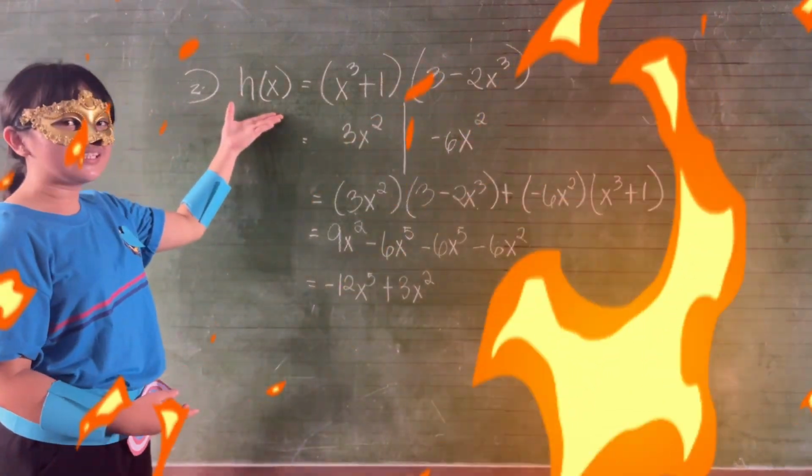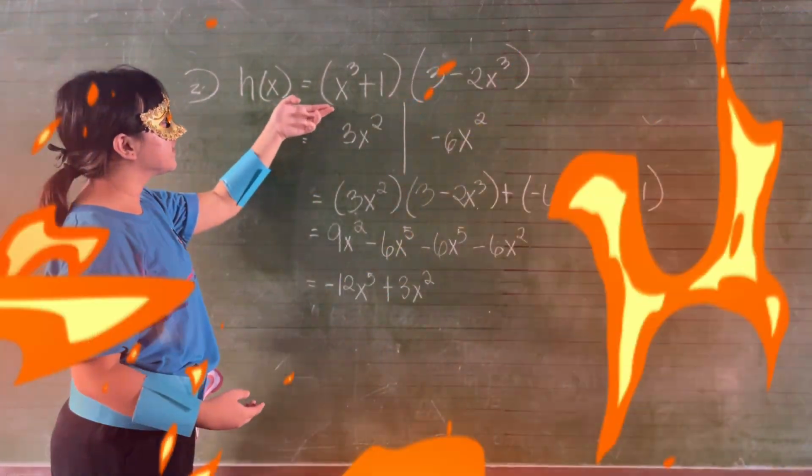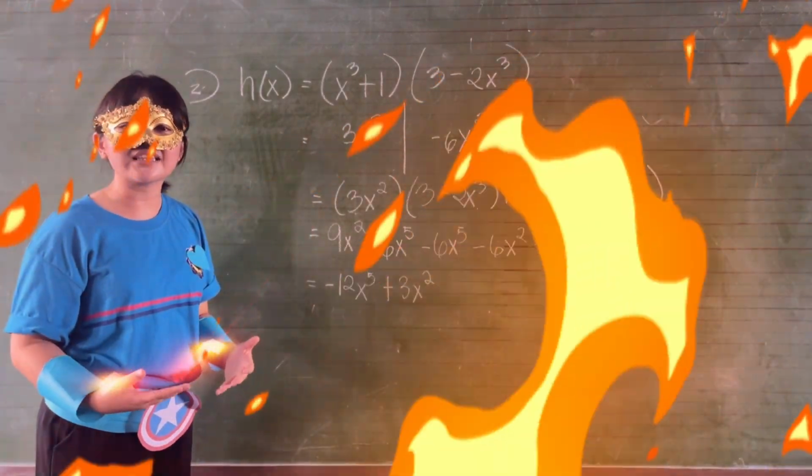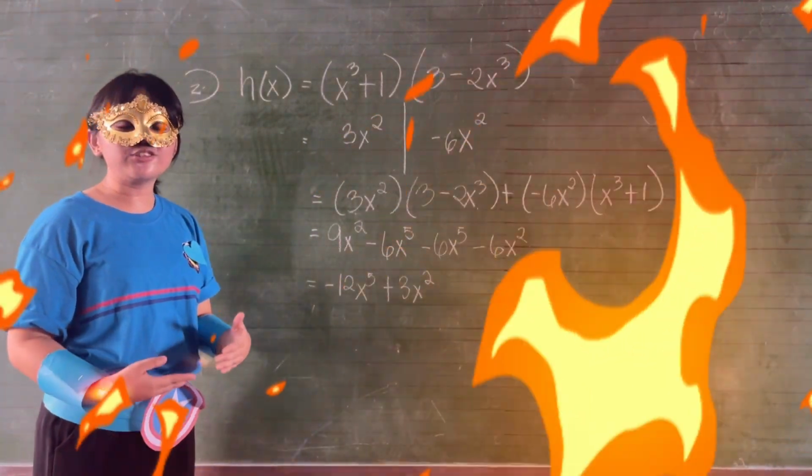Oh no, Ayan, we have another problem. But look at this. h of x equals x cubed plus 1, times the quantity 3 minus 2x cubed. So how are we going to solve that? It's simple, Ayan. We're going to solve that using the product rule again.